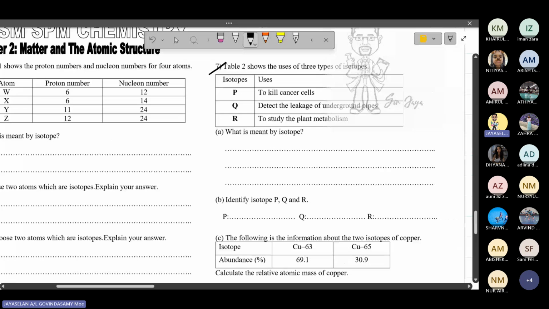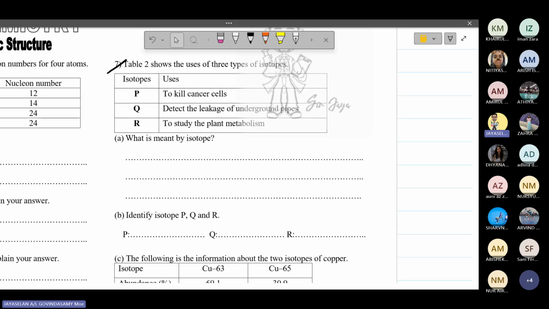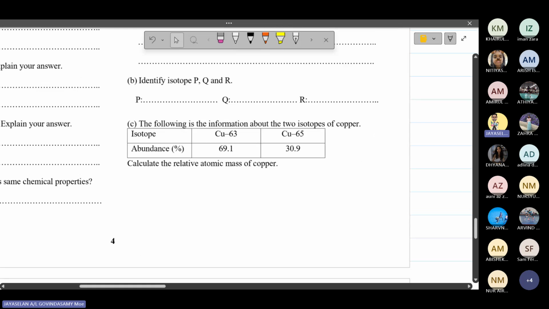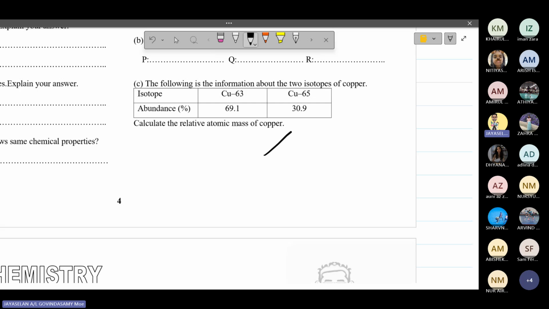Question number 7, this type of question belum pernah keluar exam. They give you the uses of isotope and they ask you to state the meaning of isotope. They ask you to identify the isotope, and I got give you one more question. Okay, under the RAM calculation. So that means already got 4. That means in the exam cannot get wrong.